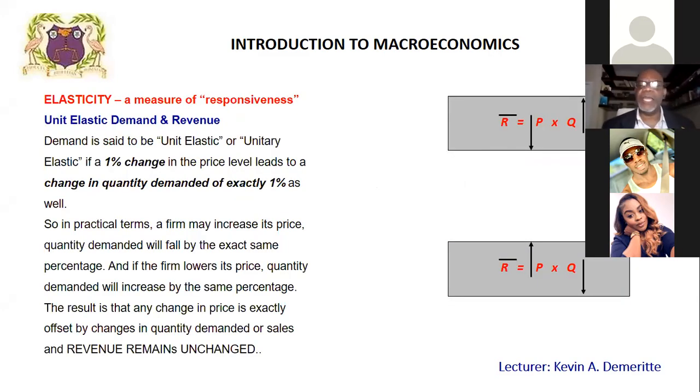And finally, what about unit elastic demand? Demand is said to be unit elastic if a 1% change in the price leads to a change in quantity demanded of exactly 1%. You raise your price by 1%, you lose 1% in sales. You drop your price by 5%, your sales go up by 5%. What does that mean for revenue?